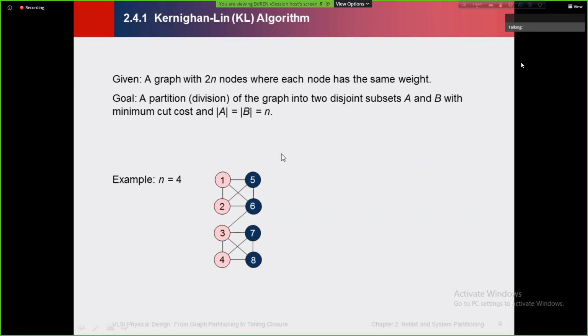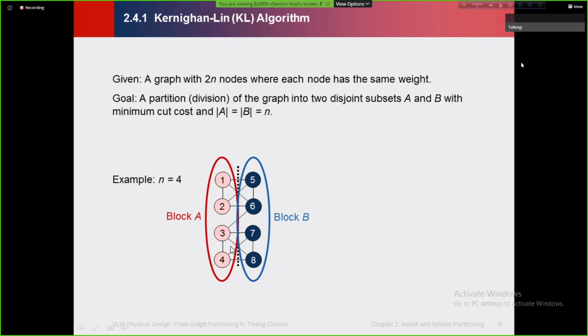But now we don't know which one will be in group A and which one will be in group B. But here, in the second slide, it is randomly said, let's say considering that 1, 2, 3, 4 will be in block A, and 5, 6, 7, 8 will be in block B. So now there are 4 nodes in A and 4 nodes in B. So that is n equal to 4. This looks nice, and this goal is satisfied: the magnitude of A is equal to the magnitude of B is equal to n.